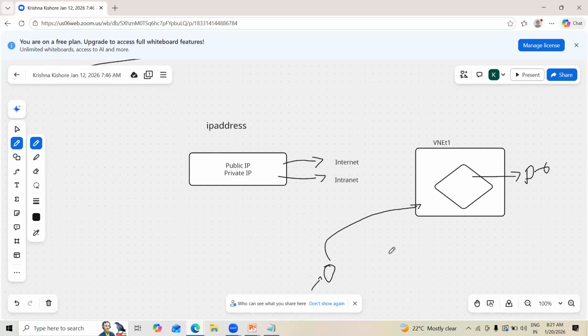If this server has a public IP, even though it is within the network only, but this server has a public IP, can I connect?